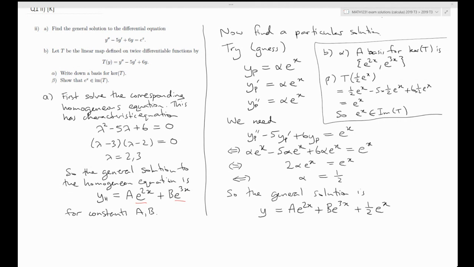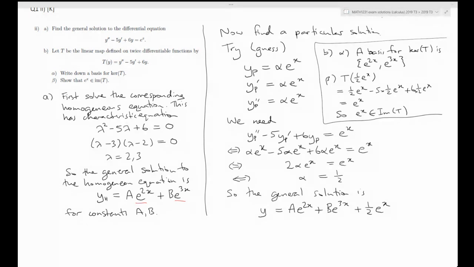We try y equals e to the lambda x, plug it into the equation, and what pops out is that characteristic equation for lambda. But you should have a look at the course notes maybe.